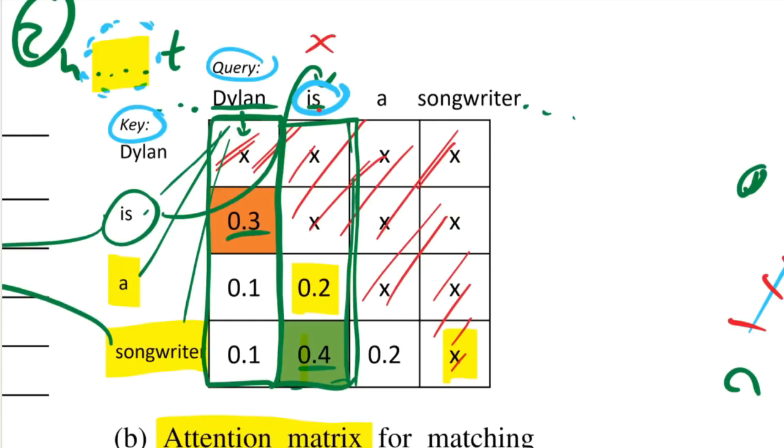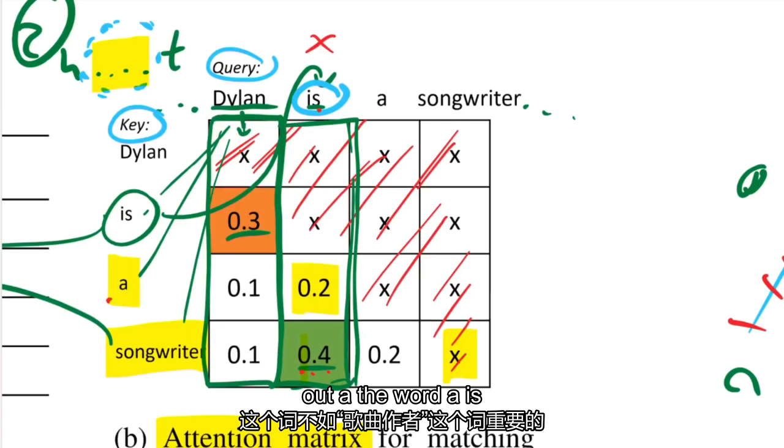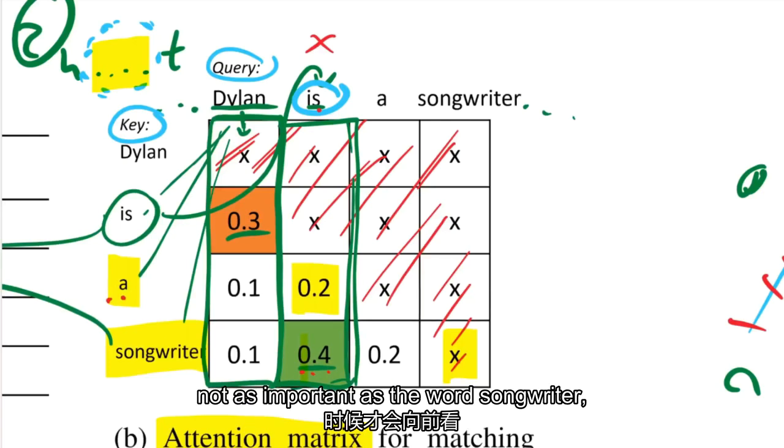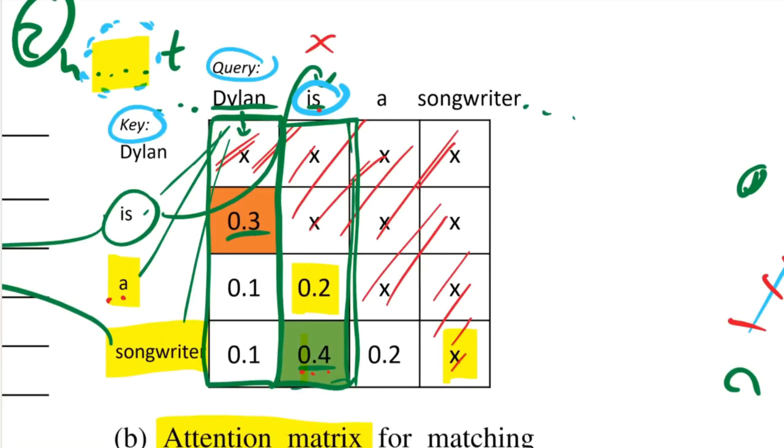And if the answer turns out to be "songwriter", that is quite important for that. Maybe "Dylan" is too, but we only look ahead. It turns out the word "a" is not as important as the word "songwriter", right? Because "songwriter" gives an indication that there should be "is", because songwriter is kind of a profession and there's a person in front of it. We don't look at that, but the attention matrix would have that in mind. That's valid, right? So that's how this construction is made.